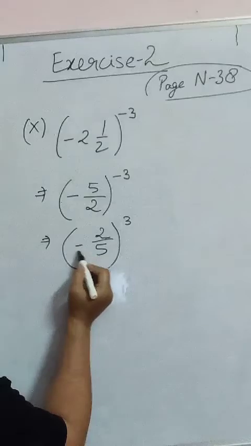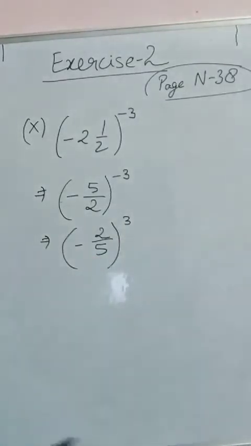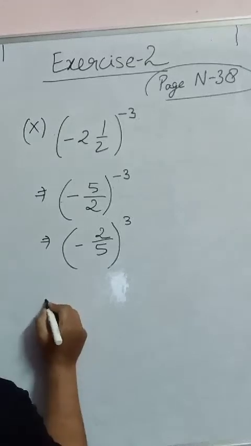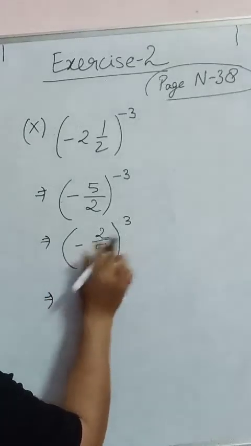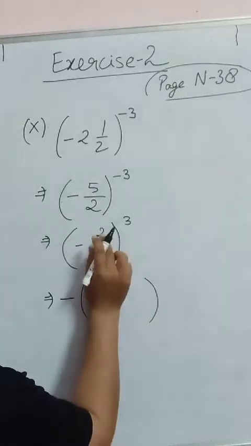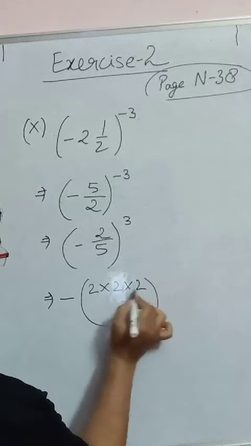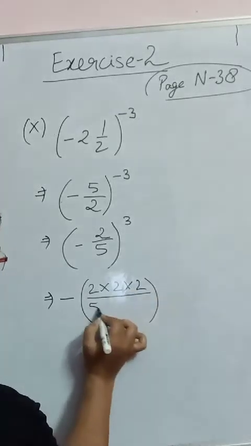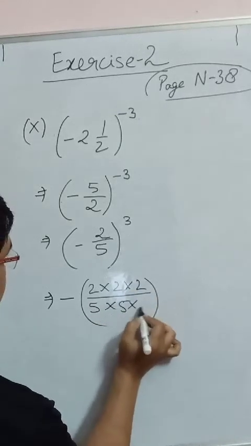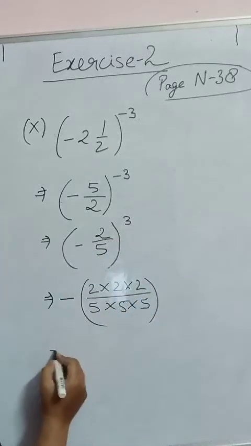So this time, this is a negative number and the power is odd. I believe you remember that point. Whenever the power is odd, the negative number remains negative. And what will happen in the bracket? 2 will be multiplied by itself 3 times because the power is 3. Similarly, 5 will be multiplied by itself 3 times because its power is also 3. The power gets distributed.